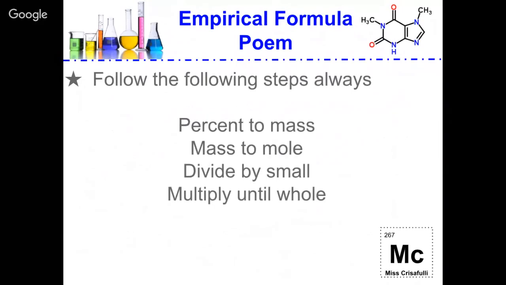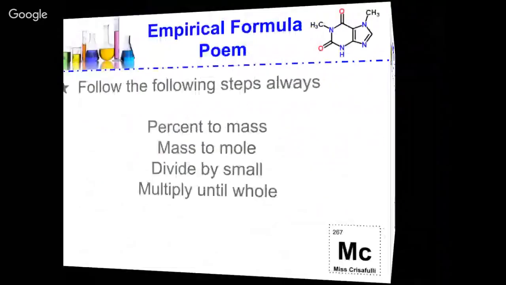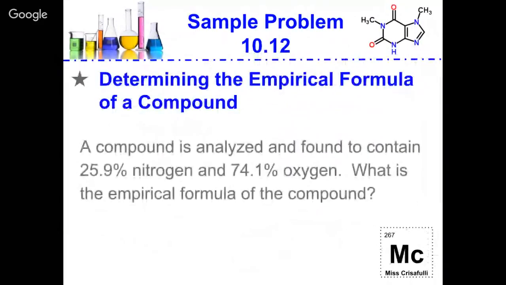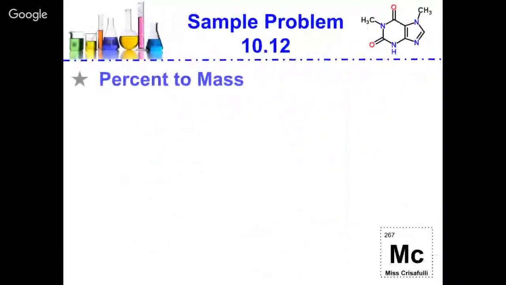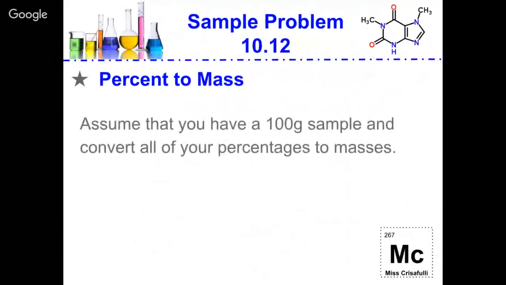What does that mean? Well, let's do an example problem. We have a compound that contains 25.9% nitrogen and 74.1% oxygen. What is the empirical formula? Let's go through that poem step by step. First step, percent to mass. You're going to assume that you have a 100-gram sample and convert all of your percentages to masses.